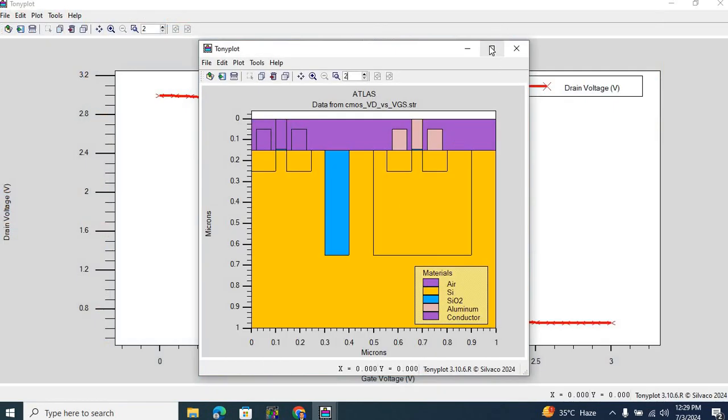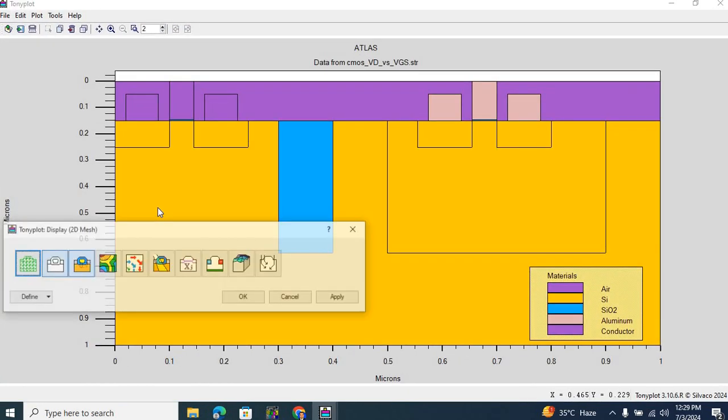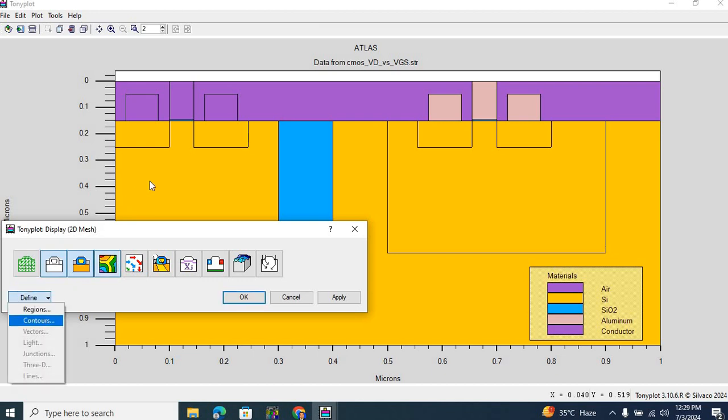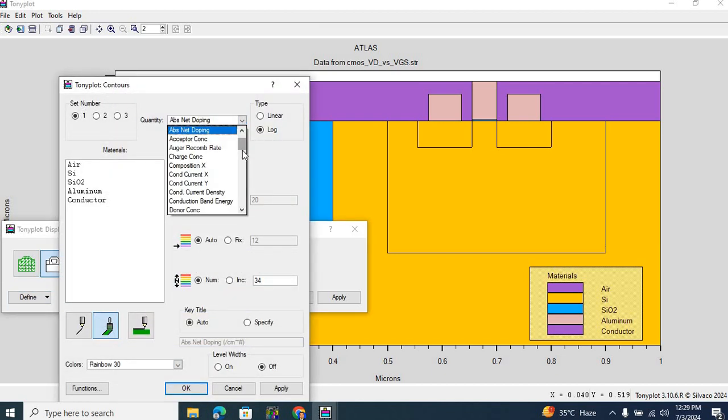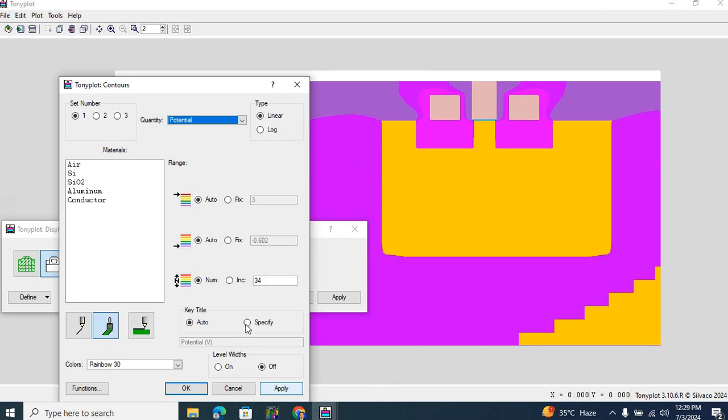Like in this structure, we can also display potentials. We go to contour, and we hit on potential, we hit apply.